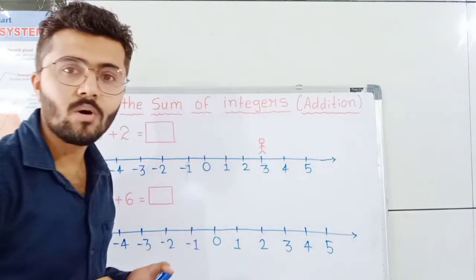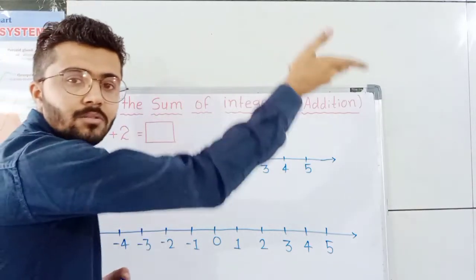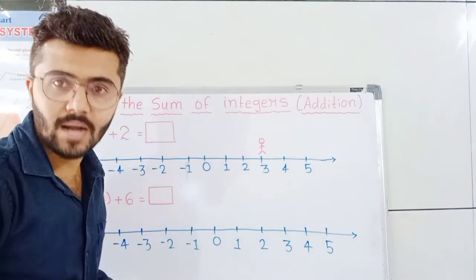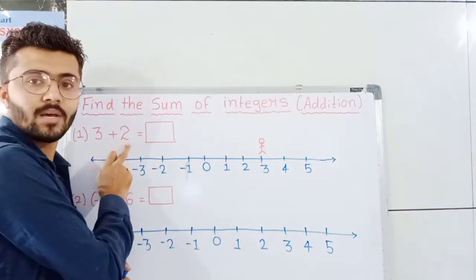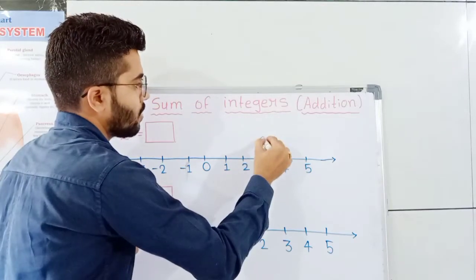So we are standing on 3. Now we have to add. Add means which side will we go? Right hand side. How many steps will we go? 2 steps. It means we will jump 2 times.